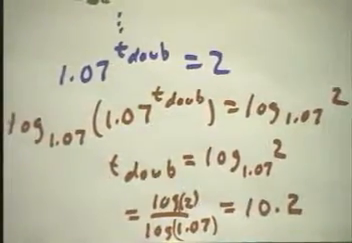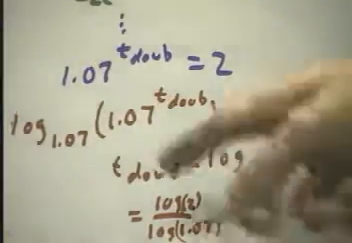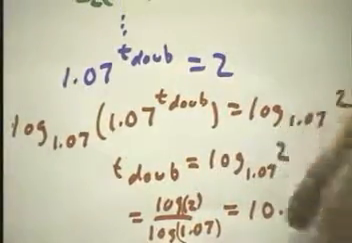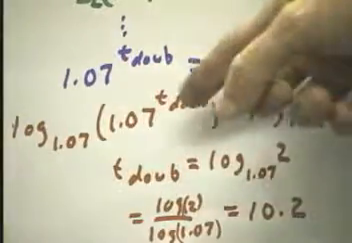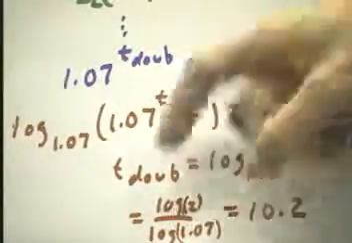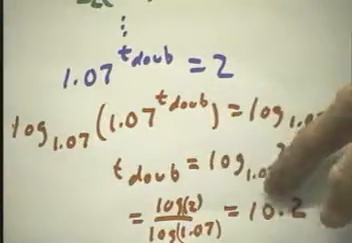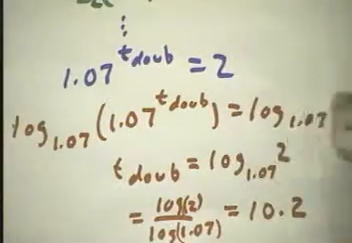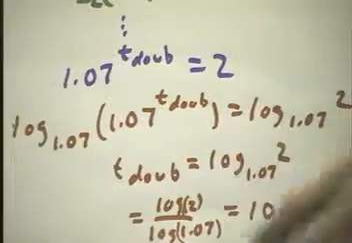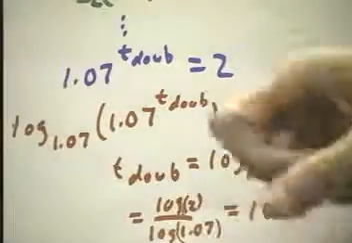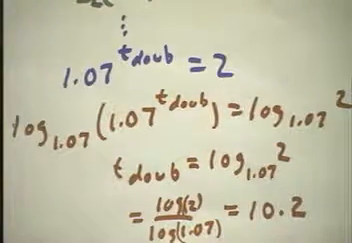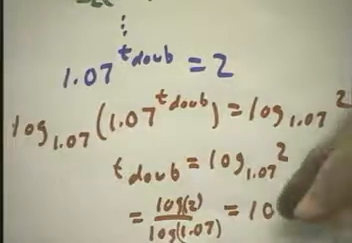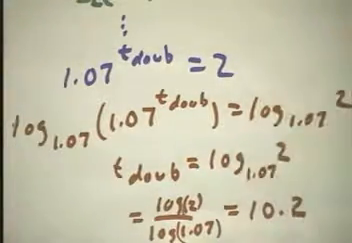Looking a little more closely at the solution. Log to the base 1.07 of 1.07 to the t dub by the inverse function here just gives us t dub. Log to the base 1.07 of 2 is just what? That's log of 2 divided by log of 1.07, which is about 10.2. Now you did this problem for homework, I believe, or we did it in class, and we did find a doubling time of about 10.2 years.